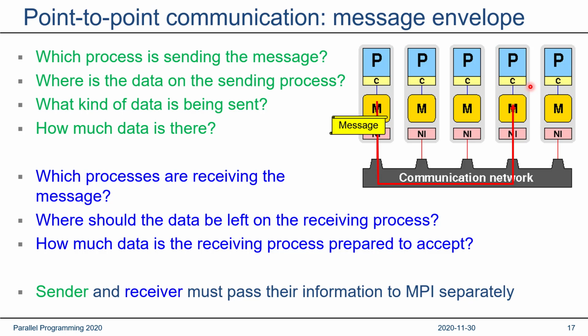Of course, sender and receiver are separate processes, so they call also different parts of the library, so they must pass their information to MPI separately. The green stuff is the sender's part, and the blue stuff is the receiver's part.